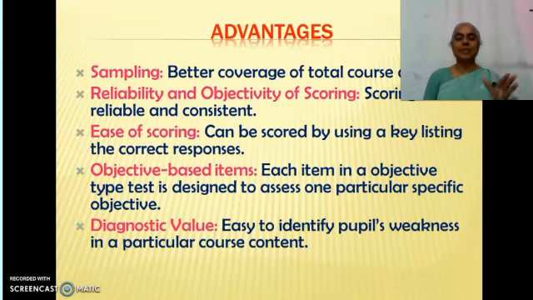Ease of scoring can be a key advantage, especially for this objective type question, and the teacher can correct the responses easily. And objective based items: each item in an objective type test is designed to assess one particular specific objective, and that will be fulfilled. Diagnostic value is there because it is easy to identify pupils' weakness in a particular course content. Wherever the people find it difficult, they will not have studied and they will not get the marks. So it is easy for a teacher to understand.